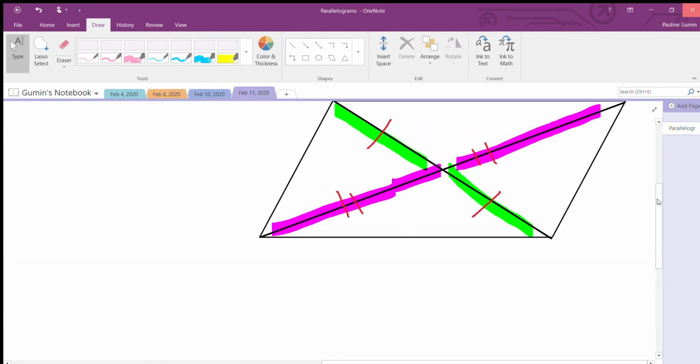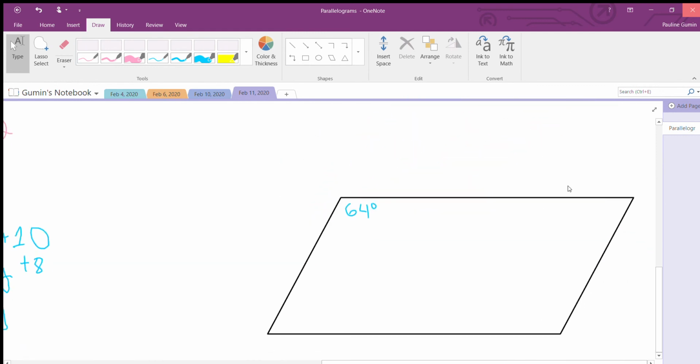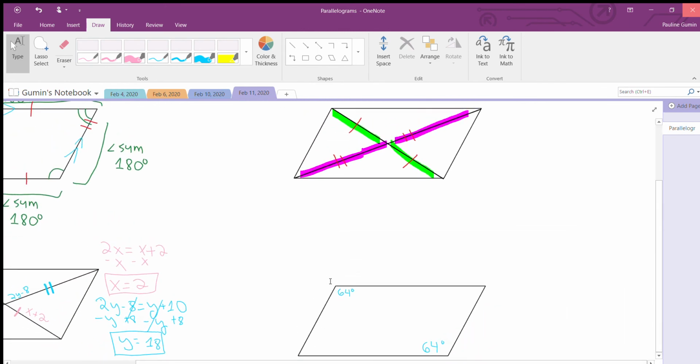Okay, whoops. If this is 64, let's find the rest of the angles. Now, one thing we saw in the first definition of parallelograms is that opposite angles are congruent. Okay, boom. So those two are 64, perfect. And if I scroll back to that picture, which I'm about to, actually I'm going to zoom out. There we go. We have angles that are consecutive, and they have a sum of 180.